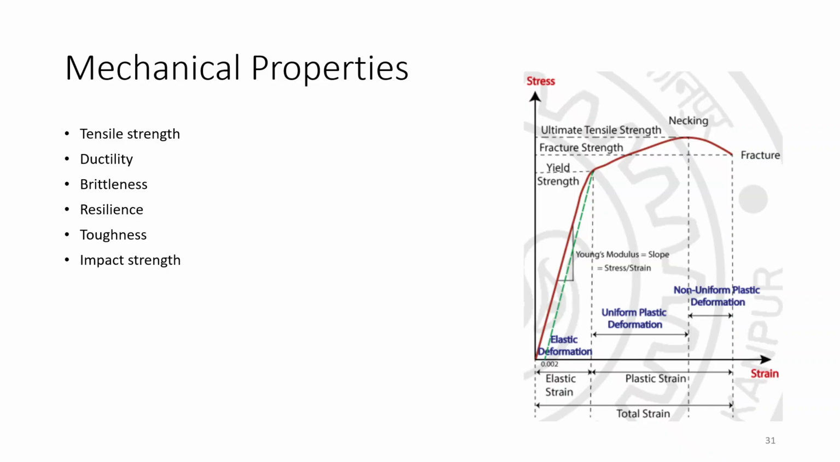Now in case of mechanical properties, these are measured using this tensile test after getting stress strain curve. So using this you can find out tensile strength, ductility, brittleness, resilience, toughness, and impact strength is something that is measured separately, not using stress strain curve.